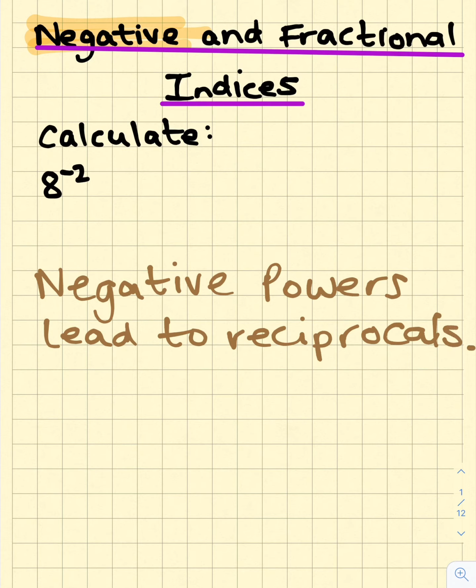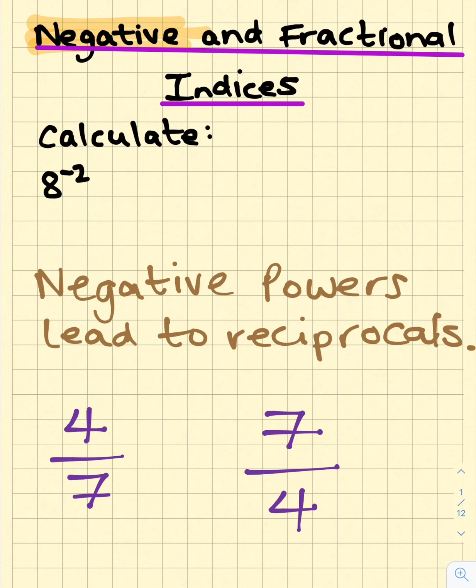Now, what is a reciprocal? Well, if we take a fraction, say for example 4/7, then the reciprocal is merely the inverted fraction. So we invert the fraction 4/7. If we flip it over, we invert it, we get 7/4. This is my reciprocal. That's all there is to it.